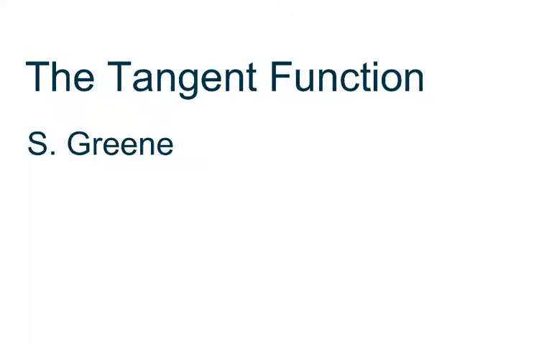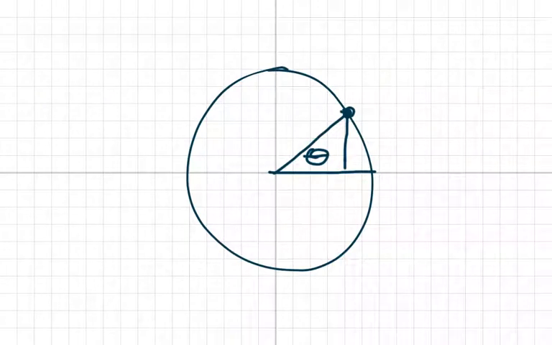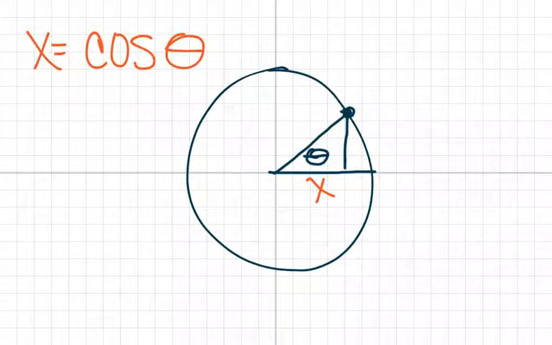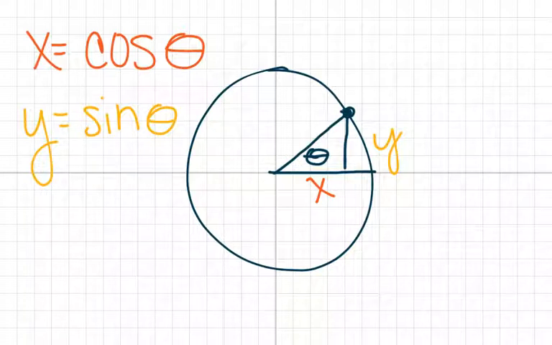This video is about the trig function called tangent. Previously, we used the coordinates of a point on the unit circle determined by an angle theta to define our sine and cosine functions. The x-coordinate of the point on our unit circle determined by theta is cosine of theta, and the y-coordinate of the point determined by the angle theta on our unit circle is sine of theta.